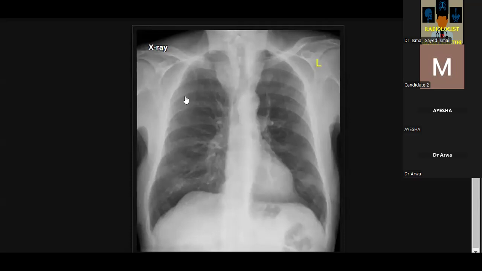I would like to give the differentials on the basis of the appearance of this mass. My first differential would be some neck mass, likely goiter, which is extending in the anterior mediastinum and compressing the trachea. Another less likely possibility is lymphoma, but it usually does not extend within the neck. So my top differential would be goiter. I would like to correlate it with an ultrasound of the neck.